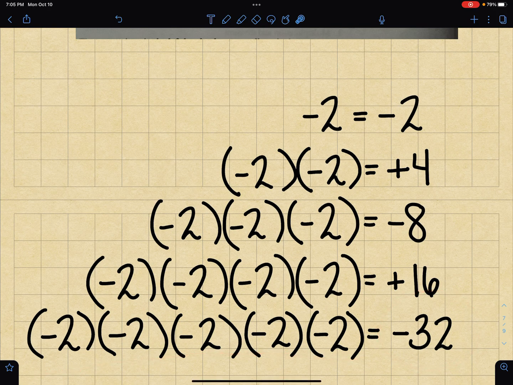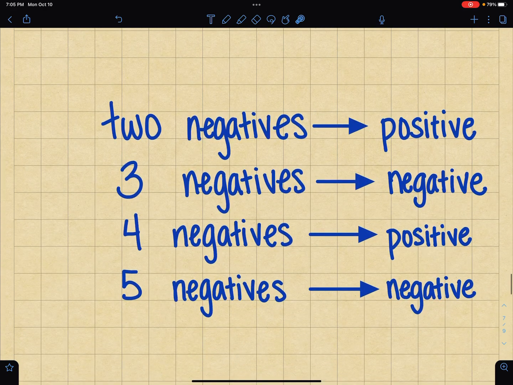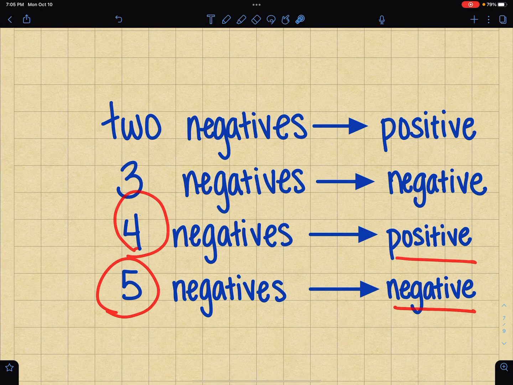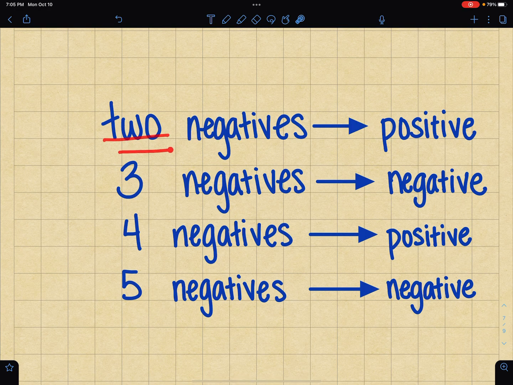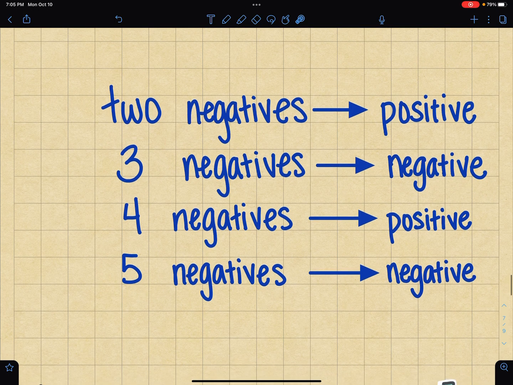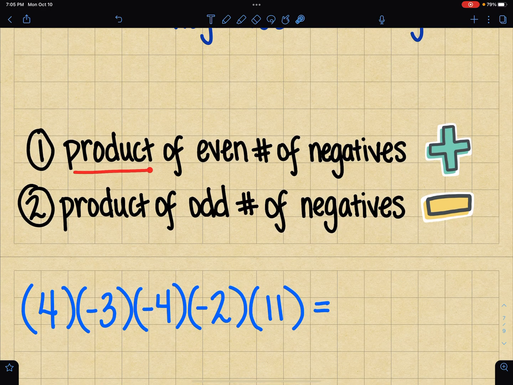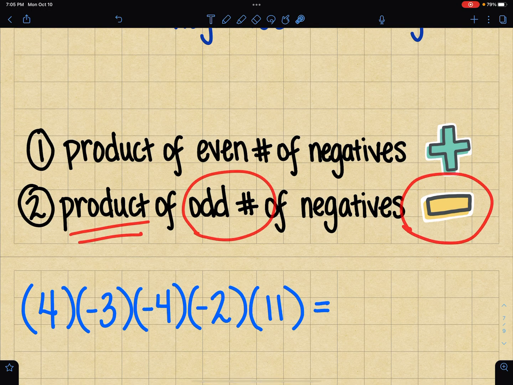And you can see that there's a pattern here. If we have 2 negative numbers, it's positive. If we have 3 negatives, it's negative. It switches back and forth. 4 negatives make a positive, 5 negatives make a negative. So if it's an even number, it's going to be positive. If it's an odd number, it's going to be negative. Now we can say our rules. If you are multiplying an even number of negative numbers, the answer is going to be positive. If you're multiplying together an odd number, the answer is going to be negative.